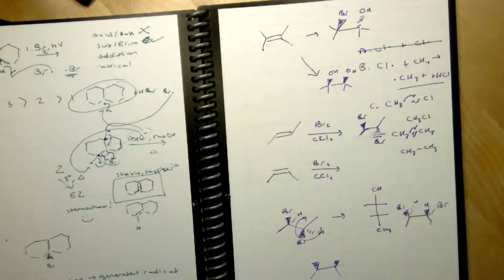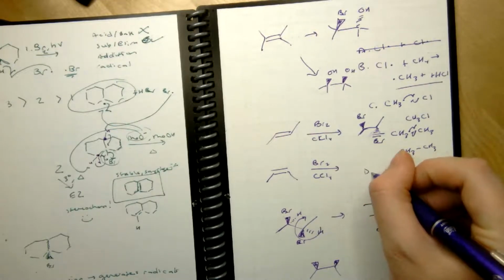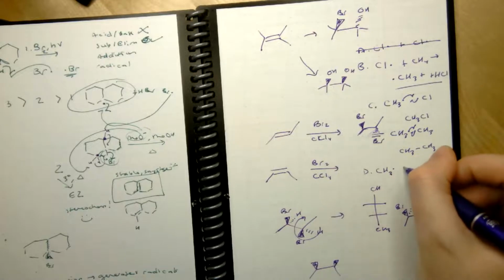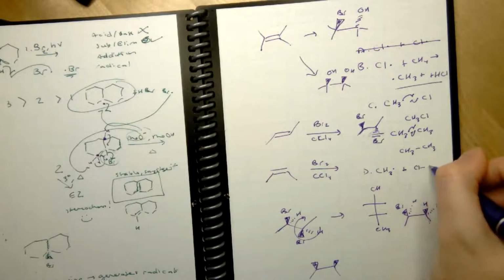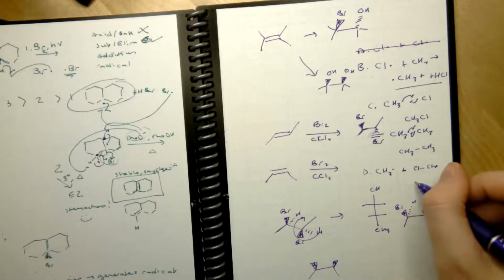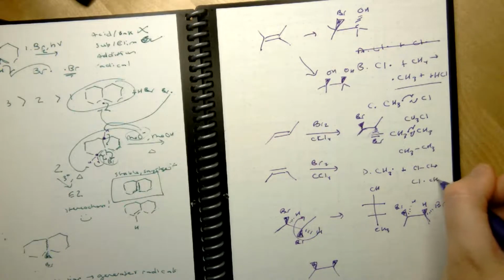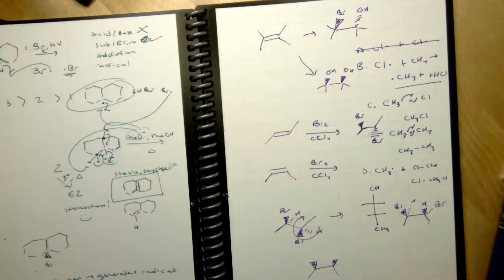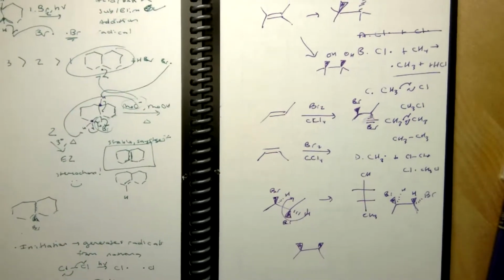And then D looks like another propagation step because it has a CH3 radical plus chlorine making a new chlorine radical and CH3Cl. So this is kind of what I was talking about, like, oh, there can be a lot of side products that come as a result.